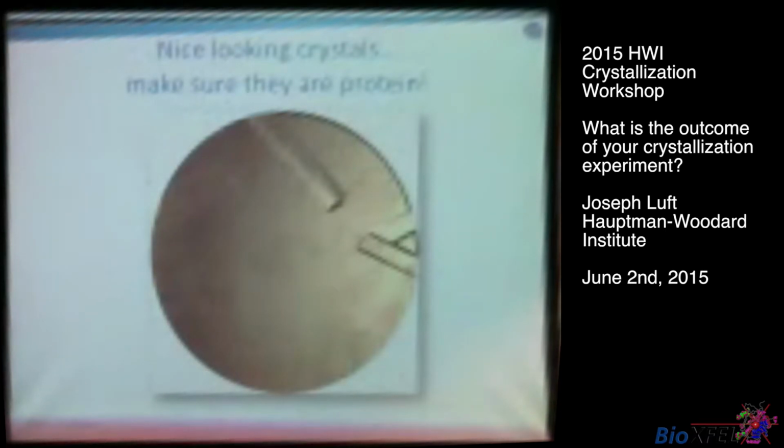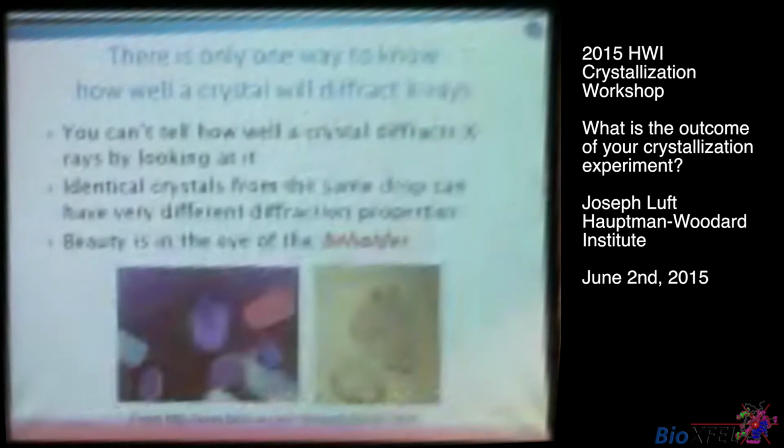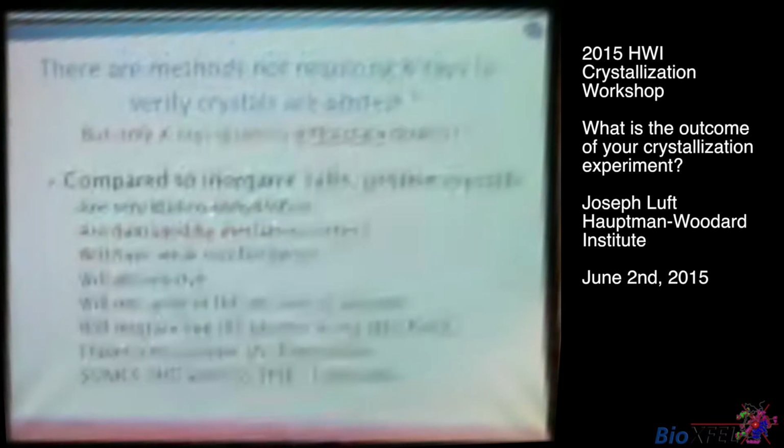Nice looking crystals here, but we don't know for sure if they're protein, right? These are crystals that I grew a long time ago of magnesium monohydrogen phosphate that turned out not to be the protein I was hoping they were. So the only way to tell how well a crystal is going to diffract X-rays is to actually put it in front of the beam. You can't tell by looking at it. An ugly crystal can diffract X-rays beautifully.